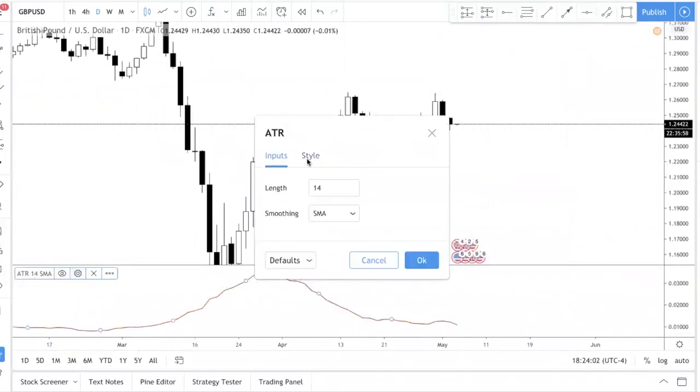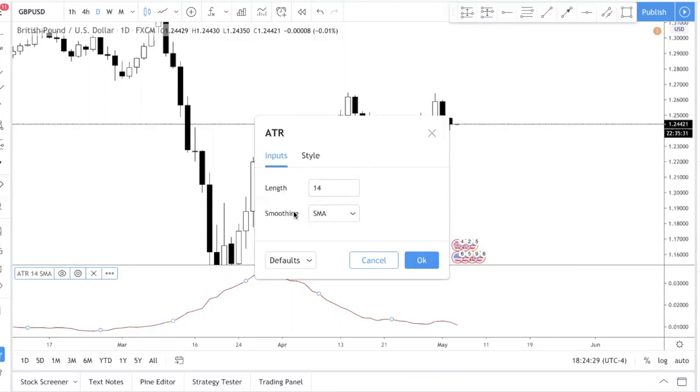Length refers to how many days, how many candles you want to reference. A good starting point would be the default, which is 14. So you're looking at the past 14 candles. If you are looking at the daily chart, you're looking at the past 14 days. If you are looking at the H4 chart, then you are looking at the past 14 H4 candles.